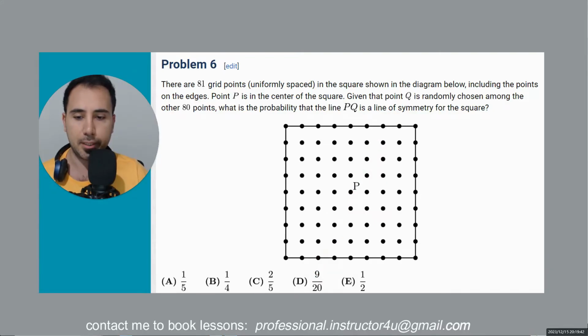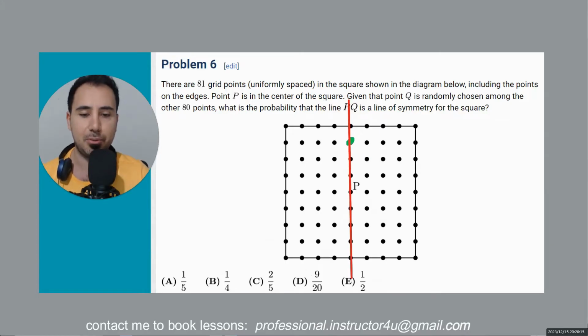Let's go and pick another one. This is P, and I'm going to choose this. So if I just do that, you'll see that it's again the same story. Is this a line of symmetry? No. Is the left side the same as the right side? The answer is no. But what if I choose, for example, this one? Then this will be P and Q. You would see that now it is a line of symmetry.